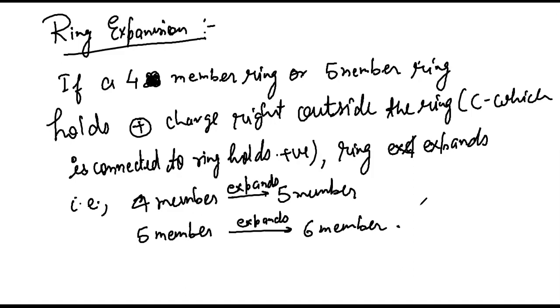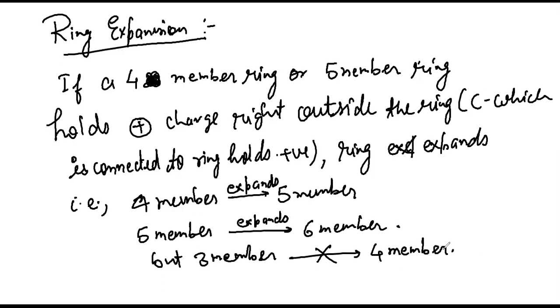If a 4-member or 5-member ring is connected with a positive charge right outside the ring, that is, the carbon which is connected to the ring holds the positive charge, the ring expands. That is, a 4-member ring expands to a 5-member ring, a 5-member expands to a 6-member ring, but a 3-member does not expand to a 4-member. Please note this. Once written, let me know. Written? Yes, sir.